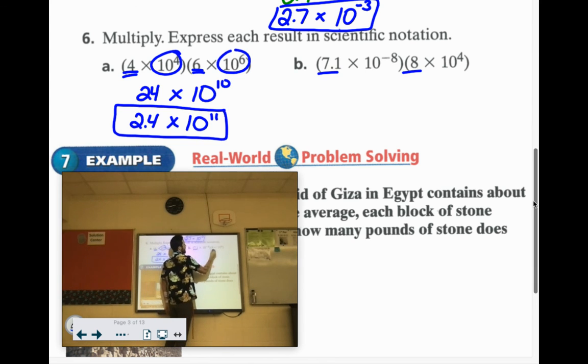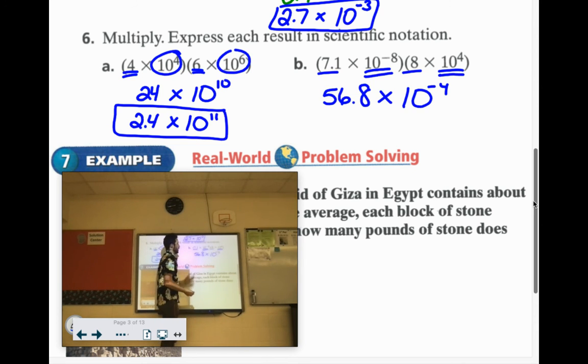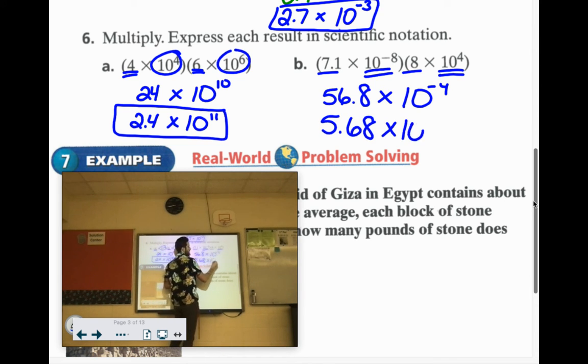7.1 times 8 would be 56.8. We got negative 8 plus 4 is negative 4. That's not the proper scientific notation. It should be 5.68. We had to make that smaller, so make the exponent larger. Larger than negative 4 is negative 3.